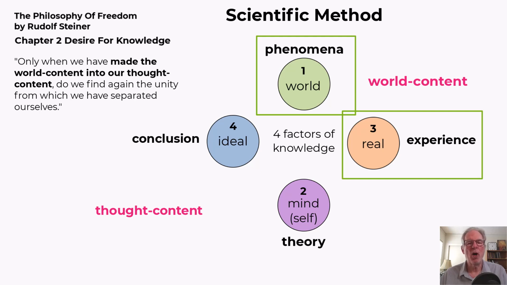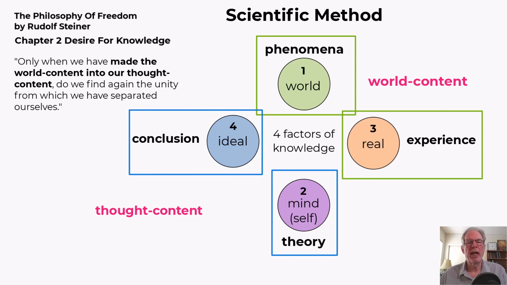On the side of thought content is the inner world of the mind, where we form our theories. We place ourselves within the mind. Also on the side of thought is the world of ideas, where we form our conclusions and discover principles and ideals that operate in the world. We form progressive ideas of development and growth. By moving through the four factors of the scientific method, we integrate ourselves with the world. We gain knowledge when our thought corresponds with the world.